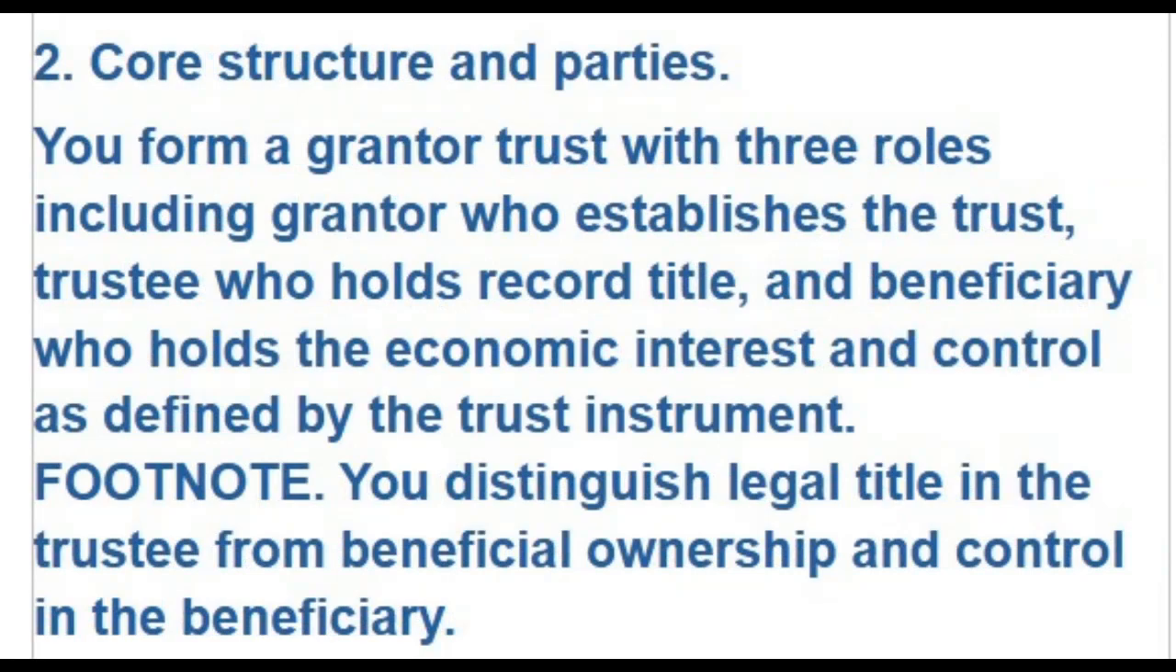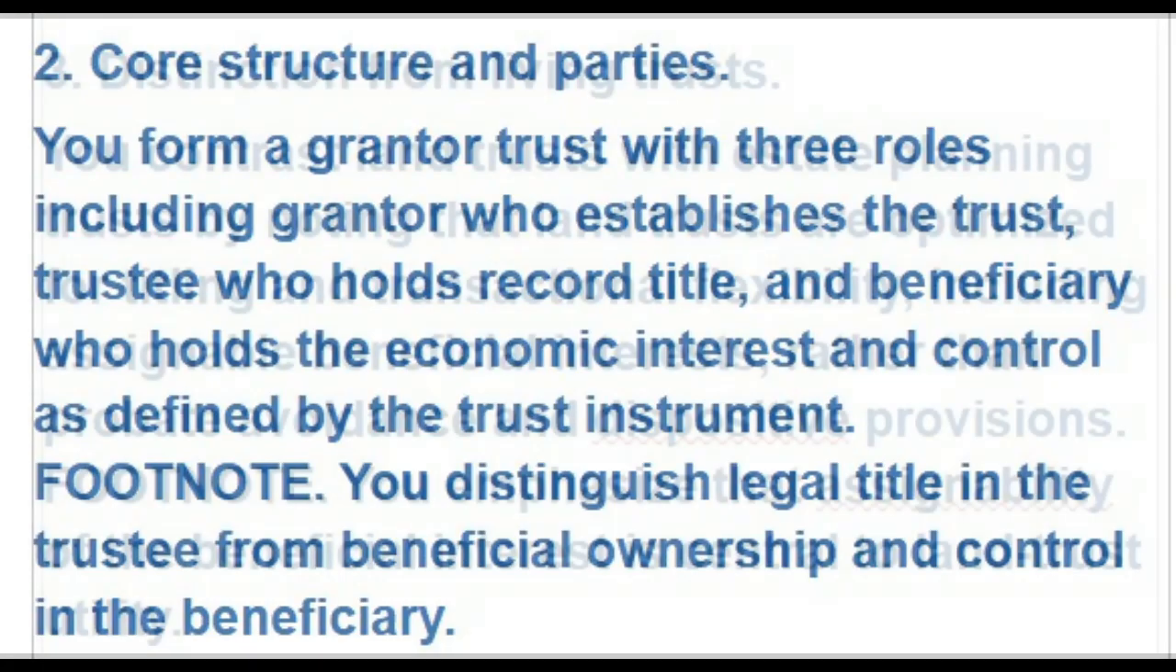2. Core structure and parties. You form a grantor trust with 3 roles including grantor who establishes the trust, trustee who holds record title, and beneficiary who holds the economic interest and control as defined by the trust instrument. Footnote. You distinguish legal title in the trustee from beneficial ownership and control in the beneficiary.